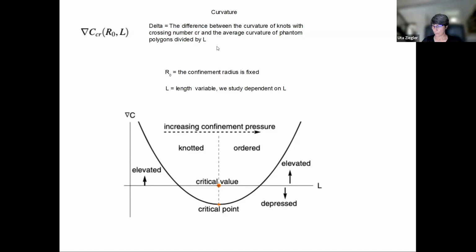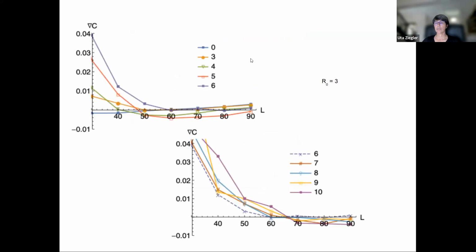Before I explain this picture, I want to show you how that looks. The radius of confinement is 3 here. If you look at that green line, which is for the figure 8 knot, you see that it starts positive, above the x-axis, so more curvature than the phantom. Then it drops below the x-axis. And then it starts increasing again, even though the length continues to increase and the complexity of the phantom thus continues to increase.